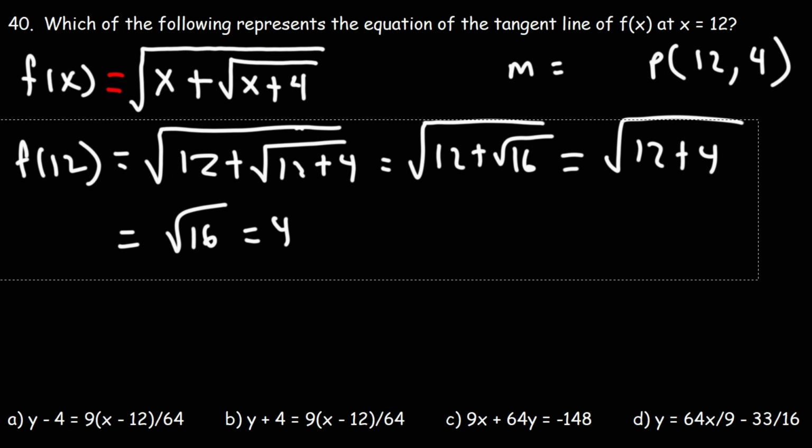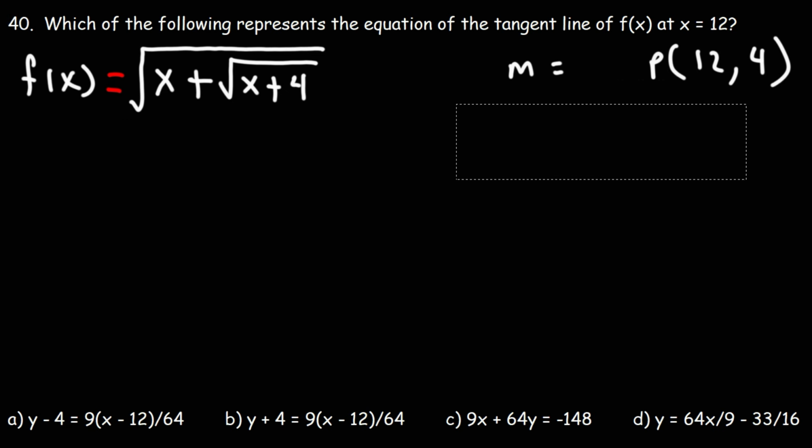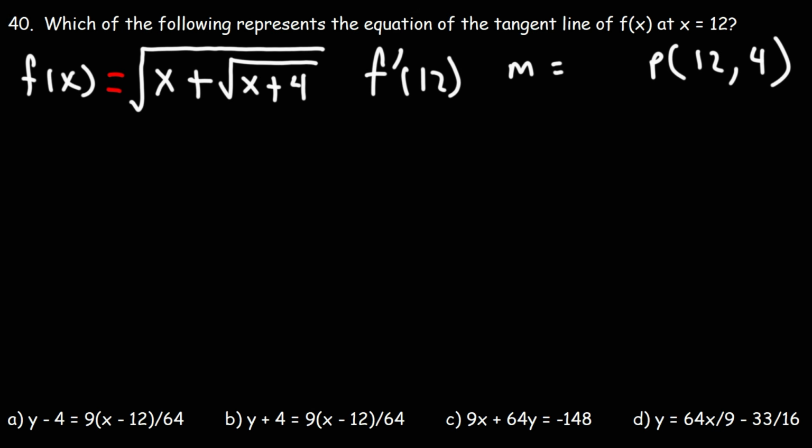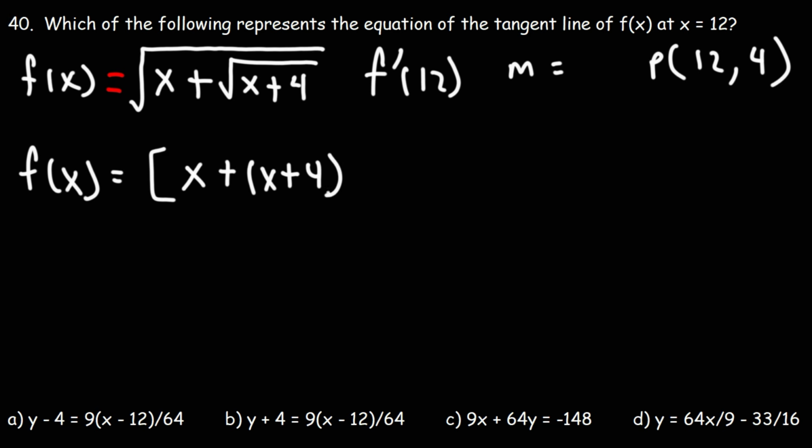Now, to find the slope of the tangent line, we need to find the first derivative, and we need to evaluate it at x equals 12. So we've got to find the instantaneous rate of change at x equals 12. So let's begin by rewriting the function. The square root of x plus 4 is x plus 4 raised to the 1/2, and then this whole thing is also raised to the 1/2.